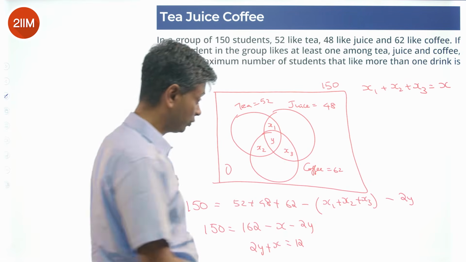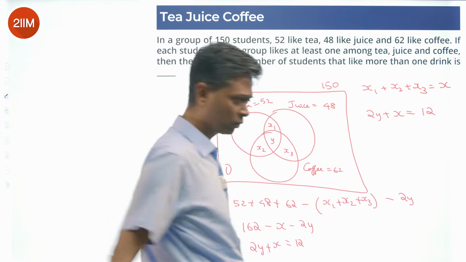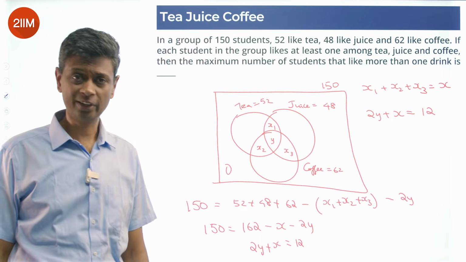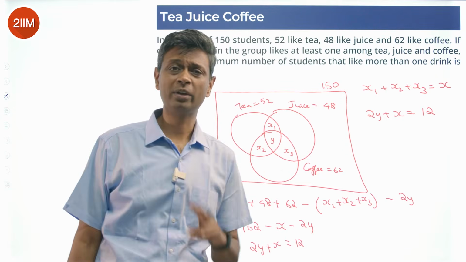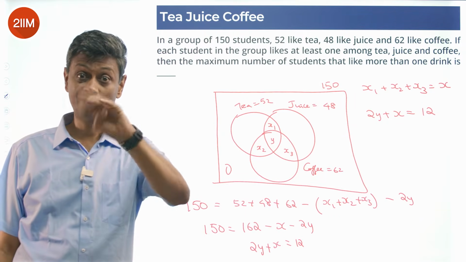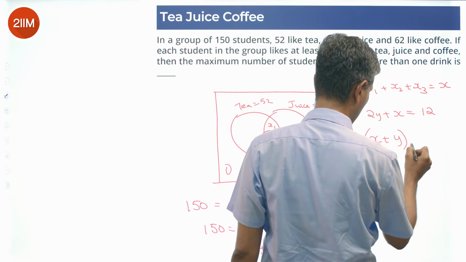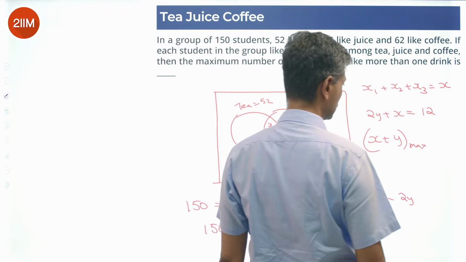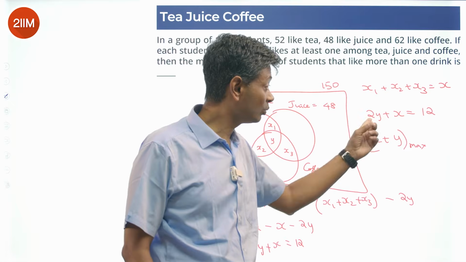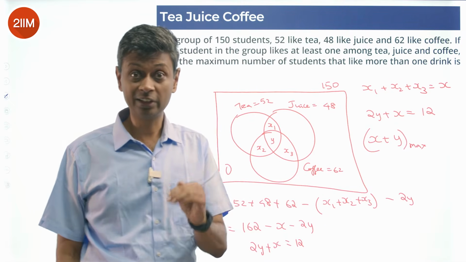Brilliant. We have 2y plus x equal to 12. Now we want to find the maximum number of students that like more than one drink. That is x1 plus x2 plus x3 plus y. x1, x2, x3 are exactly 2 drinks. y is all 3 drinks. Or we want to find x plus y maximum. 2y plus x is 12. If you put x as 0, y will be 6. x plus y is 6. If we keep increasing x, y will decrease.